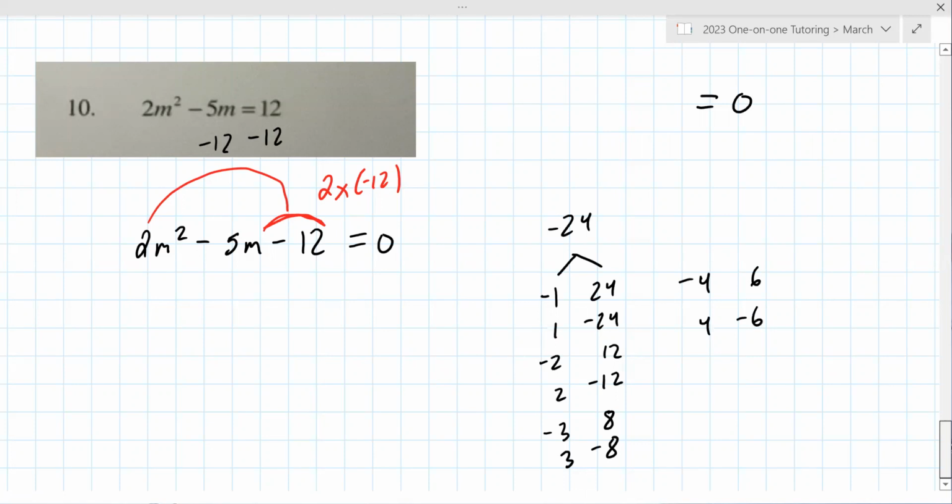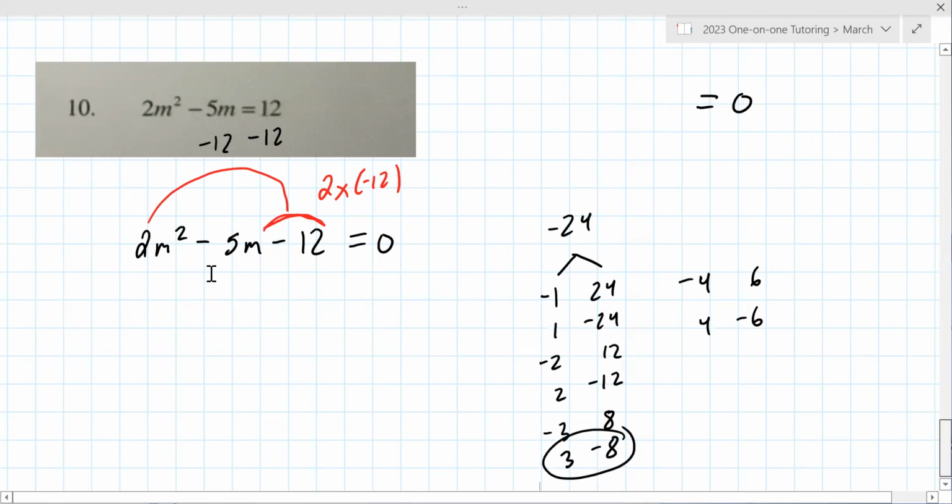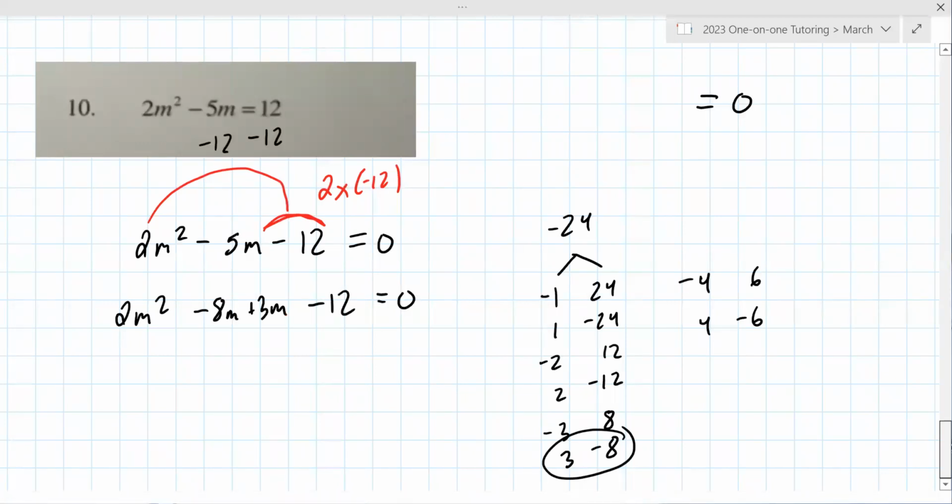Yes. So our choice again is, well, which one comes first? Is it going to be 8m plus 3m or 3m plus 8m? And you look at this first number, and I think you'll agree that it should be minus 8m plus 3m, because 8 pairs a little bit better with 2. But both are correct. There's not a wrong answer. It's just what do you prefer? All right, so this is factor by grouping.